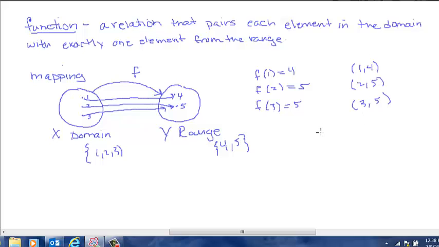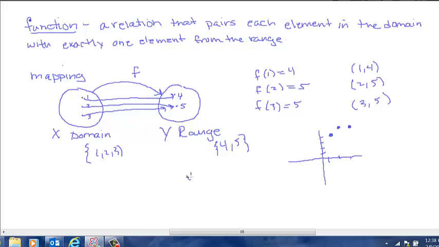Now I could also graph these ordered pairs to represent this function. So let's see, we would have 1, 2, 3, 4. 4 would be here. 2, 5, which would be up a little bit. And then also I have 3, 5, which would be right next to it. So this again is the same picture of this function.